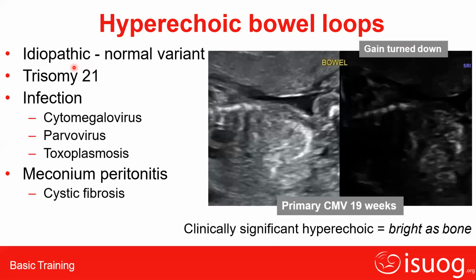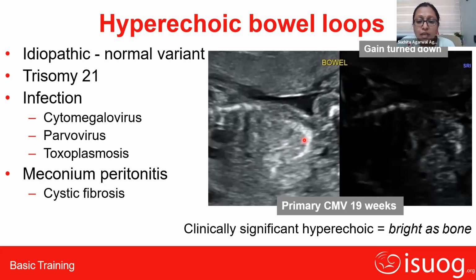So the most common is idiopathic. It is absolutely a normal variant, but it may be associated with trisomy 21. It is also associated with various infections like CMV, parvovirus, toxoplasmosis. In subsequent scans you may find meconium peritonitis also. In that case, it may be associated with cystic fibrosis, the diagnosis of which is quite difficult in our settings. In high resolution machines, you may find many structures as hyperechoic.